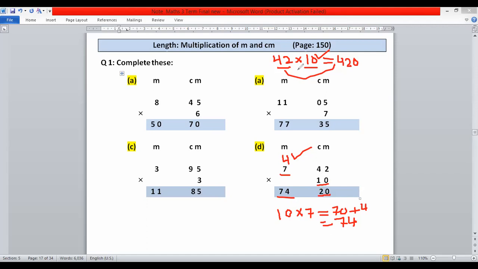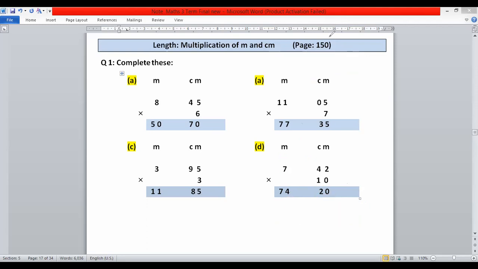42 multiplied by 10, you get 420. Write 20 here. First write the two-digit number here, and the third digit carry here. The third digit is 4, right? Carry here. After that, 10 multiplied by 7, 70. 10 sevens are 70 plus 4, 74. Hope you understand this. You understood this question. Dear students, in this way you can solve all the multiplication sums.